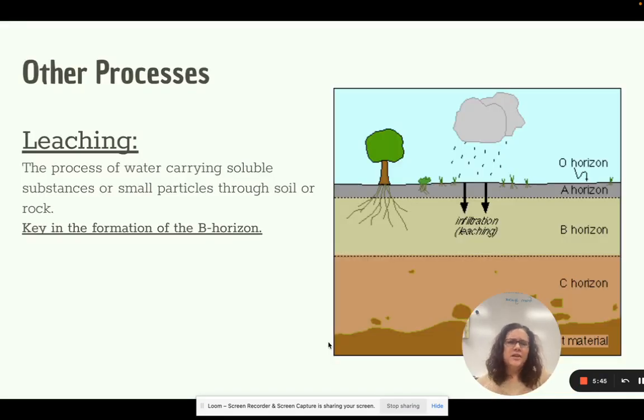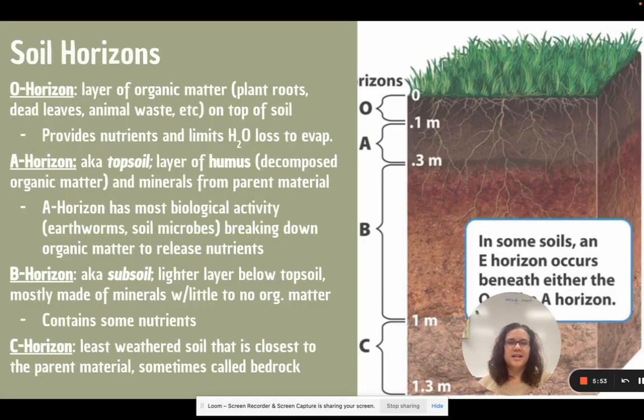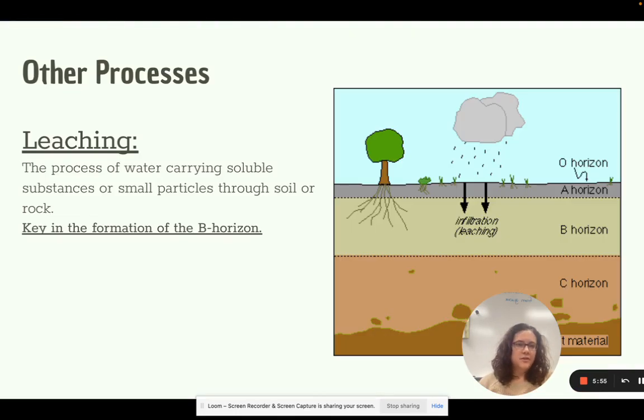Okay, so one of the other things to think about here is the idea of leaching. I showed you some of the horizons here, and you'll notice that there's a parent material at the bottom of this that I didn't have in my other one. But one of the things that can also happen is water carrying soluble substances. So if I've got things that are dissolved in rain, for example, or they're small particles, those can trickle through and they can affect that B horizon.